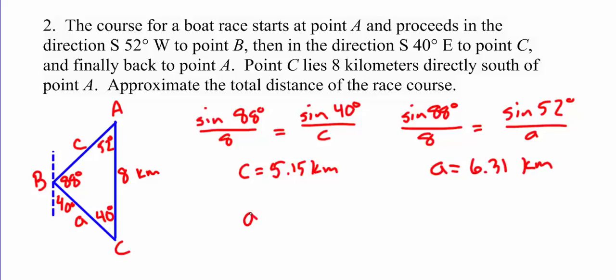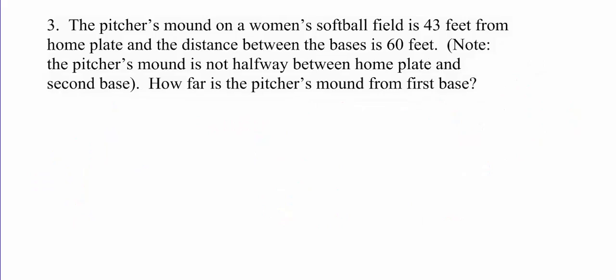And if I take the pathway to be A to B to C and then back to A, I can find the total distance by just doing the side lengths of A, B, and C added together, and I get about 19.46 kilometers. That is the length of the course that they're racing.